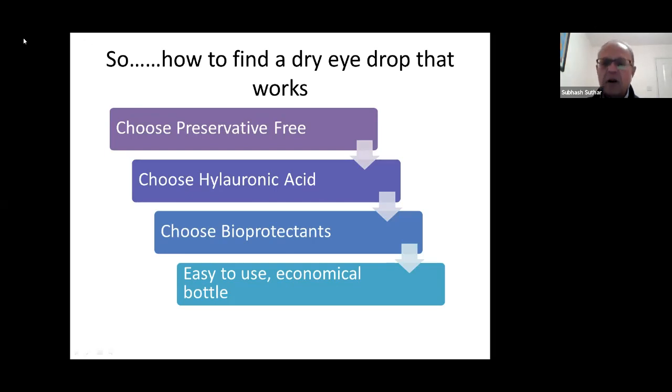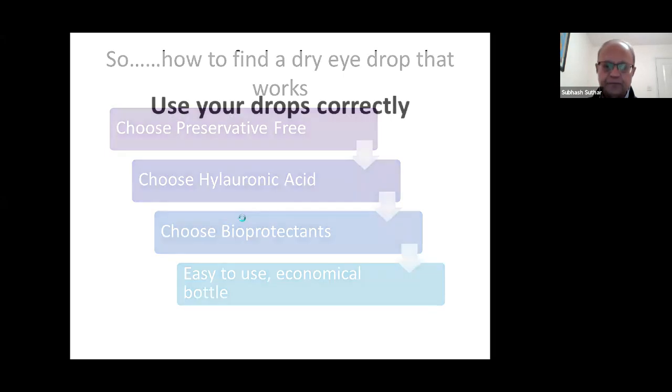So please get the eye drops, lubricant eye drops, which are preservative free, contain hyaluronic acid, have a bioprotect. They're easy to use and they're quite economical as well.